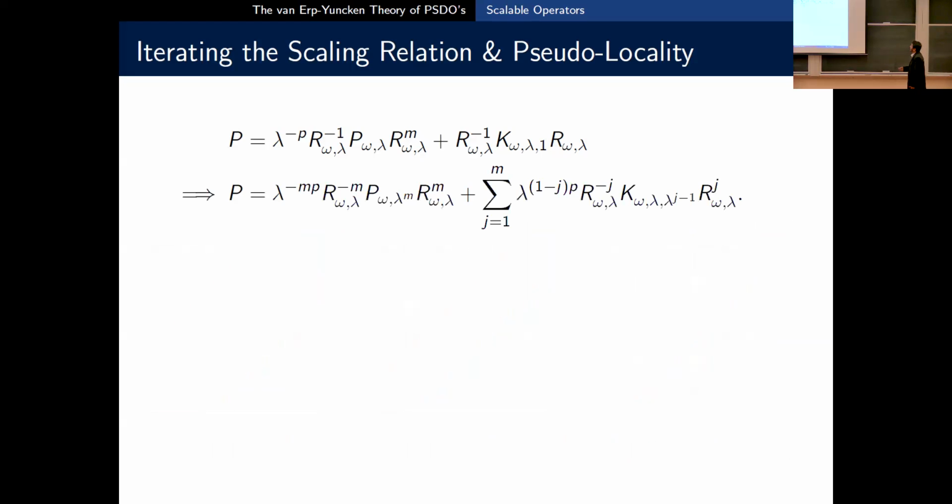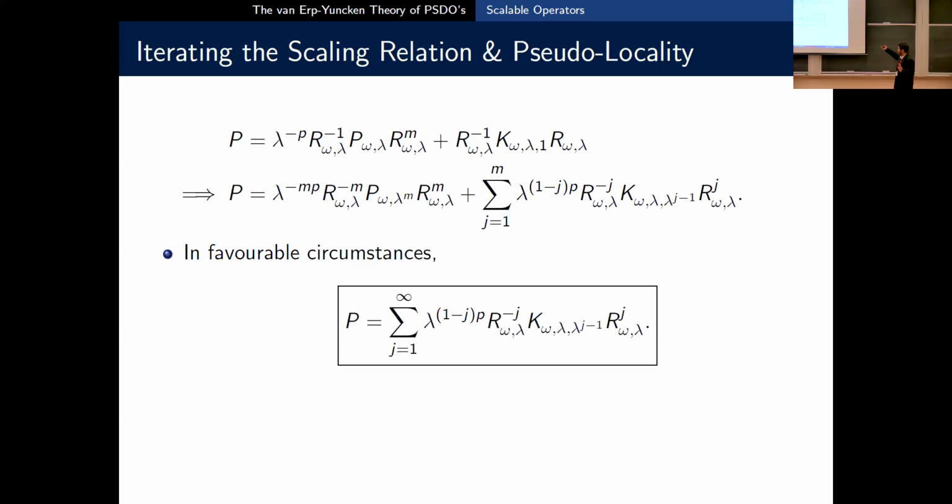So more formally, if you consider the scaling relation up there, and if you iterate it a few times, you get a series on the right and one extra term. What you naively want to achieve here is that if you take the limit as m goes to infinity, you want the first term to vanish and you want to get a convergent sum as the second part of the sum.